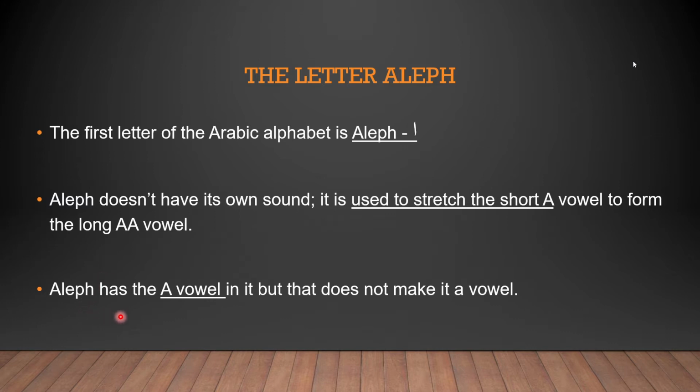Just because the letter alif has the vowel in it does not make it a vowel. It's still a consonant, but it uses the sound of a vowel. I hope that's clear to you because this is a very important topic in Arabic.